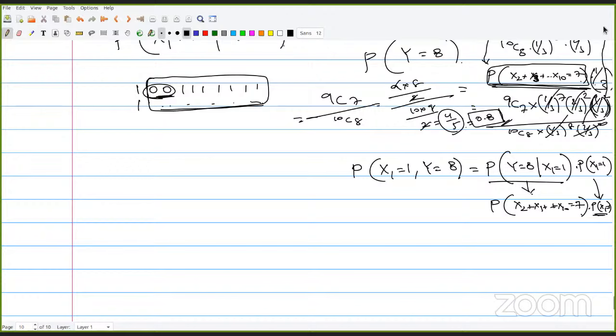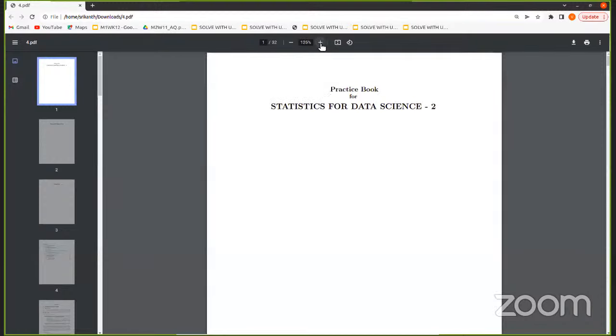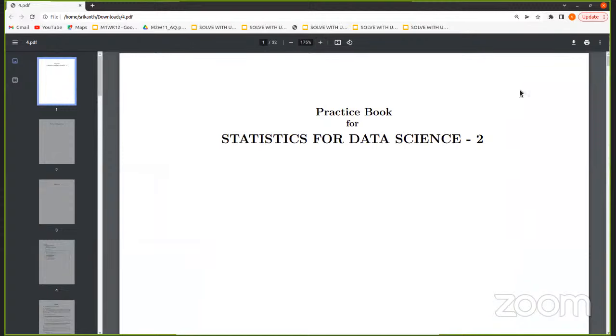What is this? It is not downloading. Okay, let me stop this one. Okay, is my screen visible now? The new screen. Yes, sir.